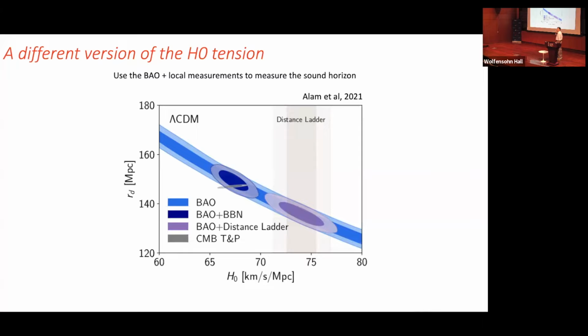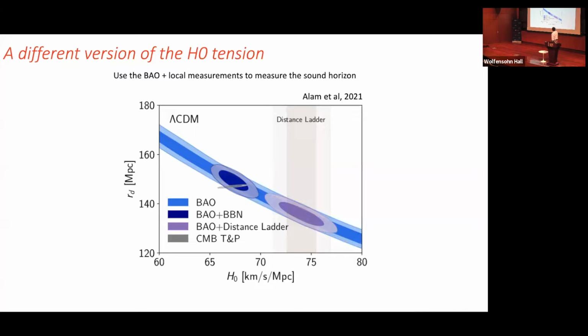I could also turn this around completely and say, I'm not going to put any constraints on the sound horizon, but let me put some constraint on the Hubble parameter and ask, what does that tell me about the sound horizon? If I take the Hubble parameter measurements from, for instance, the distance ladder, I get a sound horizon that is very much in tension with what I would get from either BBN or the CMB. So the point here is not that the BAO is going to solve the H0 tension, but I wanted to highlight that the H0 tension exists well beyond just the CMB measurements alone. I can throw out the CMB completely and I still end up with an H0 tension.